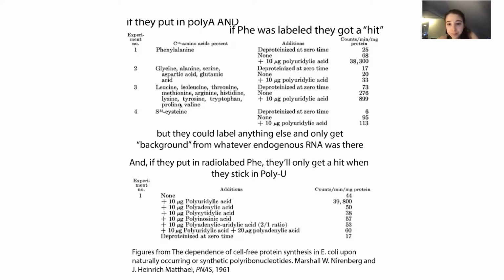And so if they put in radio-labeled phenylalanine, they could only get it made with poly-U. If they put in other sequences, they don't get it incorporated. So this is telling you that poly-U was coding for phenylalanine, and specifically for phenylalanine, and phenylalanine was specifically coded by poly-U, nothing else.